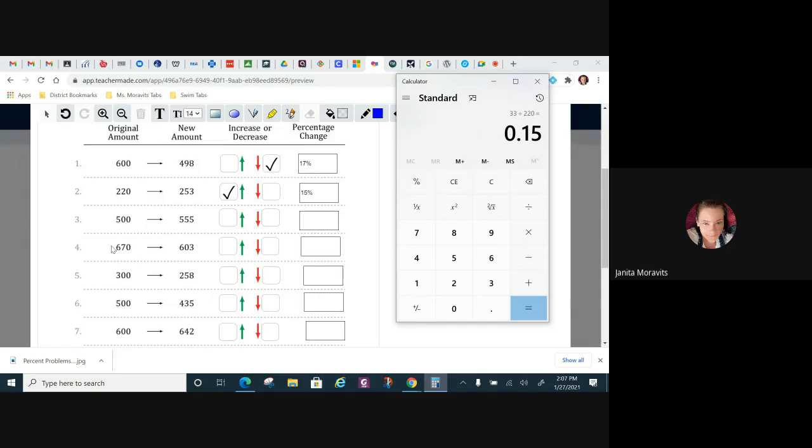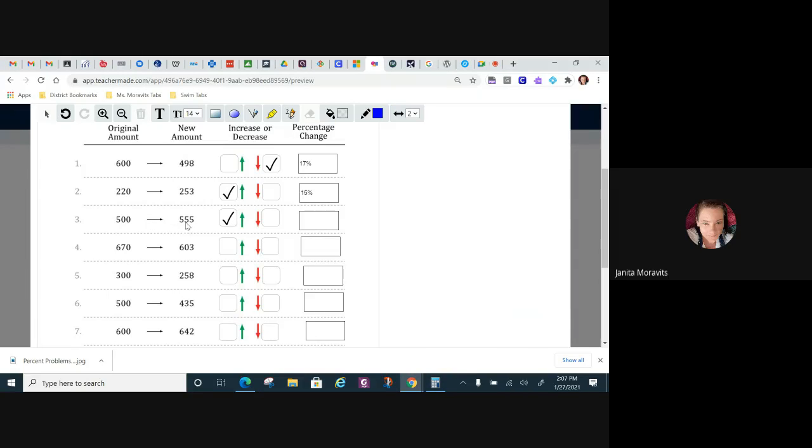If you would like to do it that way, just take the bigger number first and then subtract the smaller number, but make sure you know whether it's going up or whether it's going down. So let's look at number 3. We have 500 and then 555. So that looks like an increase of, well, let's find out.